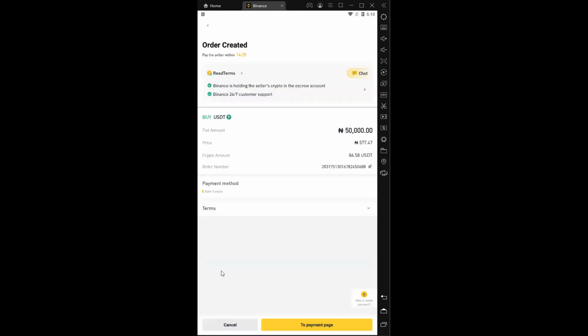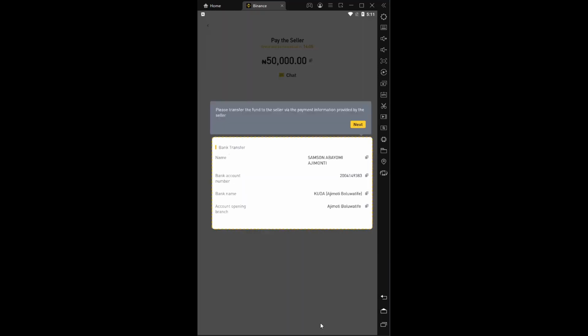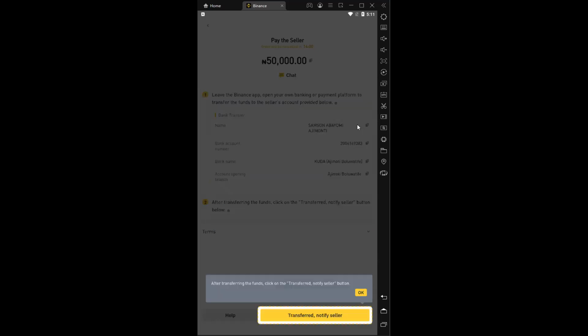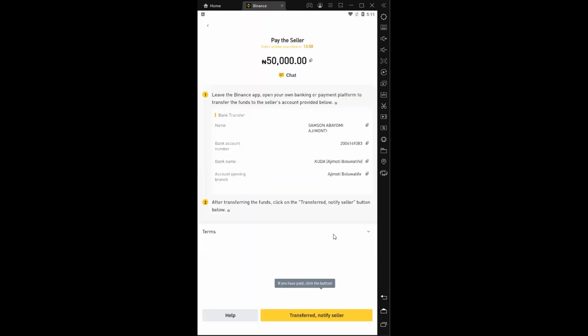I can also decide to cancel it myself if I want to. If you are selling your coin, you won't be able to cancel it. You have to wait for the time to run out if the person doesn't respond to you. The next thing is, I've agreed to the terms, so I'll go to the payments page. This is the person's payment details. I'm to pay this amount into this person's account. So I'll be doing the transaction now on my phone.